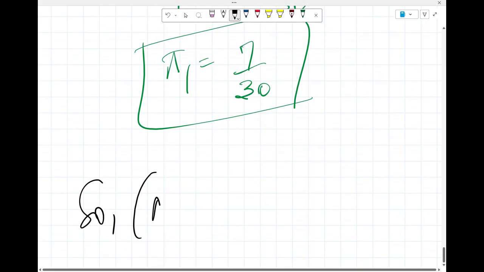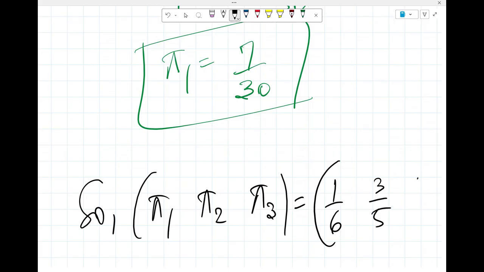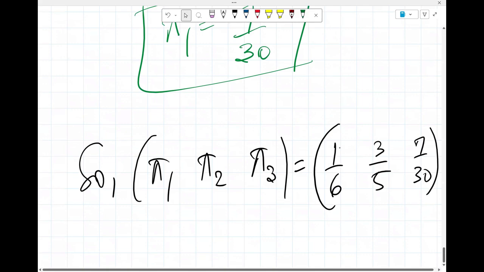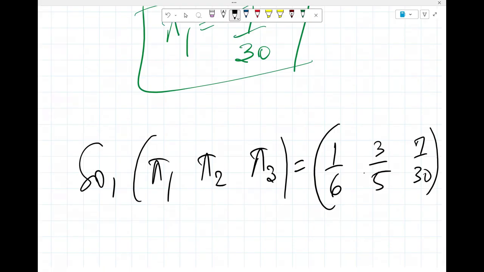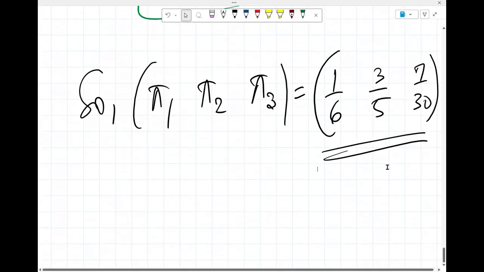So pi 1, pi 2, pi 3 is equal to 5 over 30, 18 over 30, and 7 over 30. So in essence, this is like 5 over 30 plus 18 over 30 plus 7 over 30. So everything adds up to 1. So that's what we get there. That's a long one, but that's how it goes. If you add up this one now, everything goes to 1.